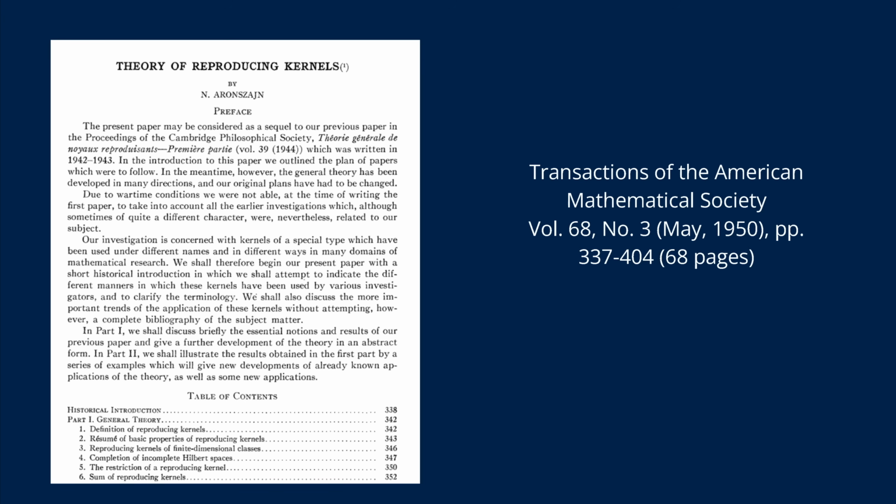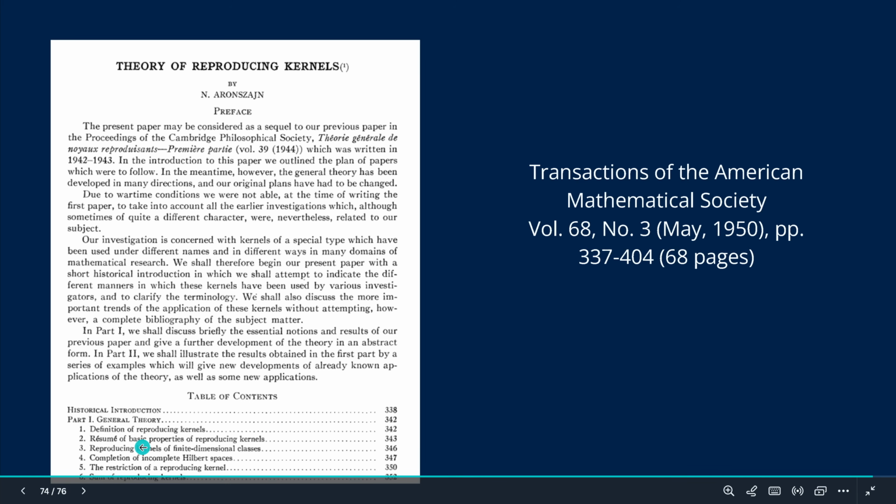And you know what? I was interested: where did it all start, these ideas? Look at this. This is a paper that goes on and says, hey, I would like to continue this series here of the Cambridge Philosophical Society in 1944, which was written in 1942. My goodness. During the wartime conditions, we were not able at the time of writing the first paper to take into account all the earlier investigation, but they talked about incomplete Hilbert spaces, the restriction of reproducing kernels.